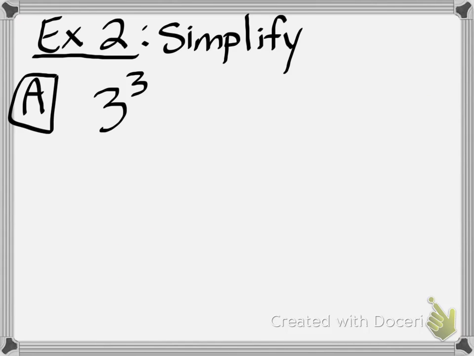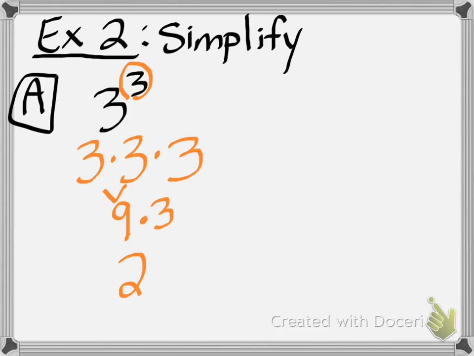In example 2, we're going the other direction. So now we have exponent already in our question, 3 to the 3rd power, and I'm told to simplify. So I'm going to take my base, and I'm going to write my base 3 times. 1, 2, 3 times 3 times 3. 3 times 3 is 9, and 9 times 3 is 27. So my answer is 27.